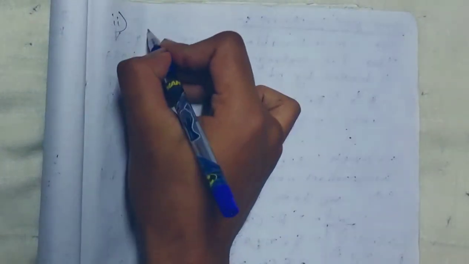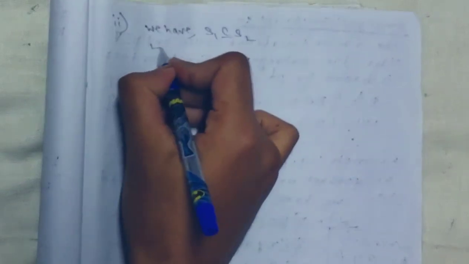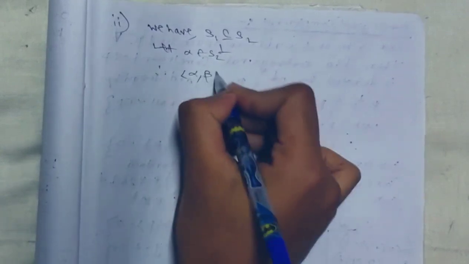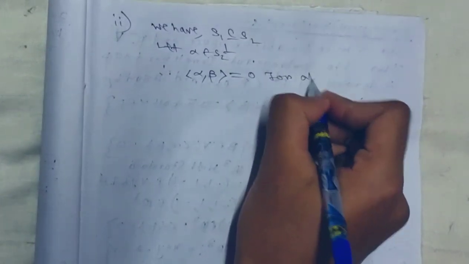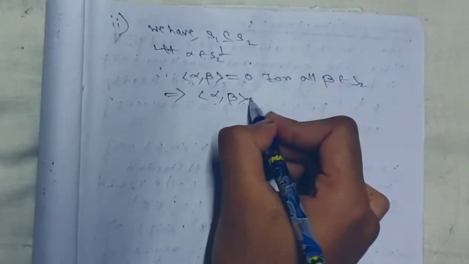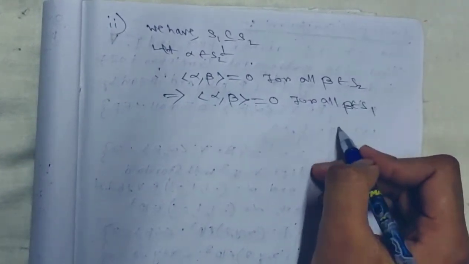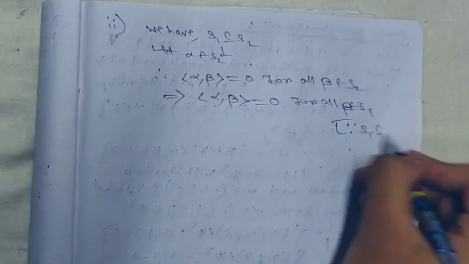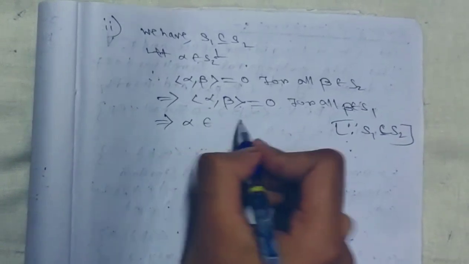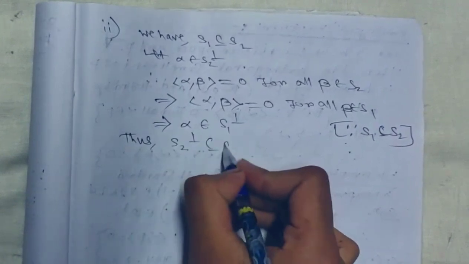Now for the second one, we have S1 contained in S2. Now let alpha belongs to S2 bar. Therefore inner product of alpha, beta equals 0 for all beta belongs to S2. That implies inner product of alpha, beta equals 0 for all beta belongs to S1, since S1 is contained in S2. That implies alpha belongs to S1 bar. Thus S2 bar is contained in S1 bar.